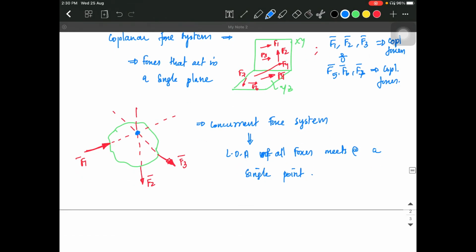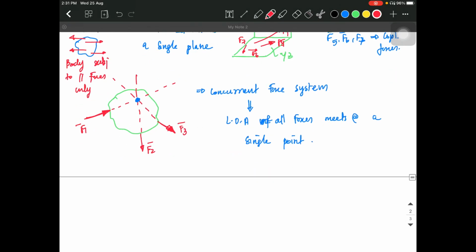We all know what a parallel force system is. If this is a rigid body, then a parallel force system is like this: the body is subjected to parallel forces only. This is a parallel system of forces. Non-parallel, non-concurrent simply means the forces are neither parallel nor concurrent.